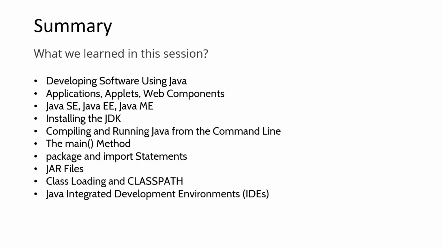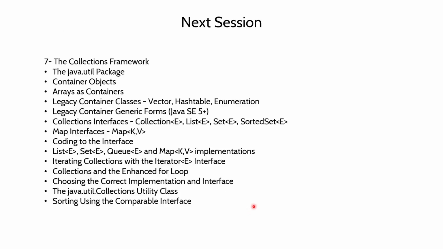So just to summarize, we talked about developing software using Java. We talked about applications and web components, the various editions of the Java virtual machine, installing the JDK, compiling and running Java applications from the command line, the main method, the package and import statements, jar files, class loading and class paths, and we ended with Java Integrated Development Environments, or IDEs. Stay tuned for our next session, where we'll discuss the Java Collections Framework.